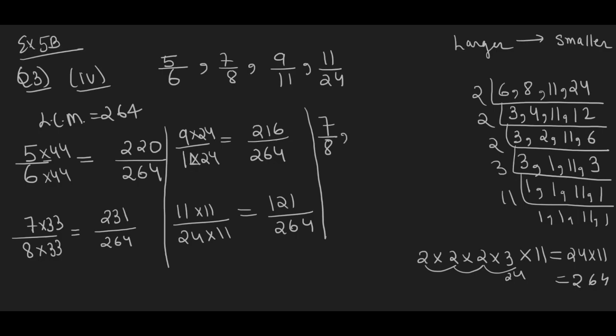Now you have 220 upon 264. So this will be 5 upon 6. After that you have 216 upon 264. So this will be 9 upon 11. And after that you have 11 upon 24. So what will you do? You will find the LCM. You will convert them into like fractions and then you will decide according to the numerator.